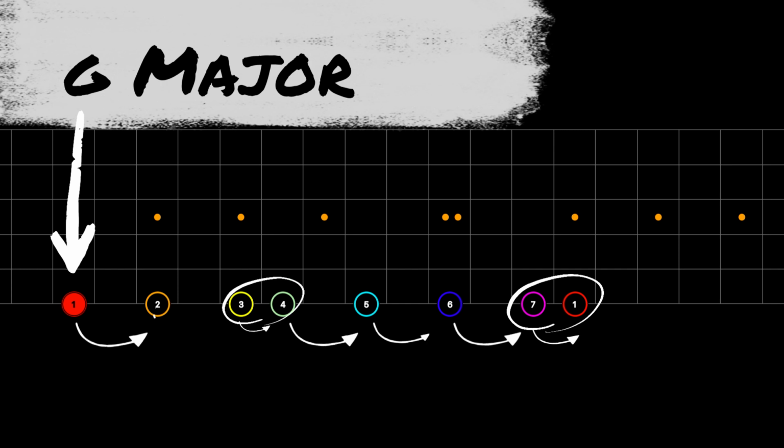So, for example, this is a low E string. How do we move them down to an A string? One thing to remember is 3 and 4 are always together, 7 and 1 are always together.